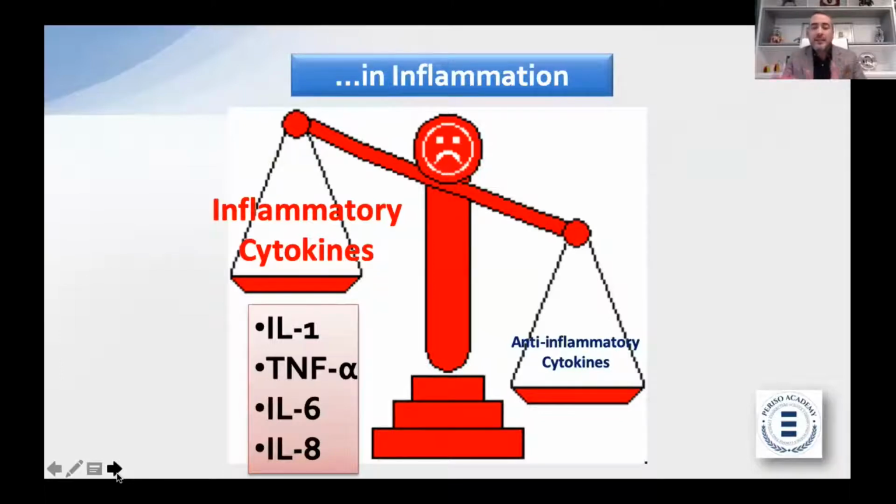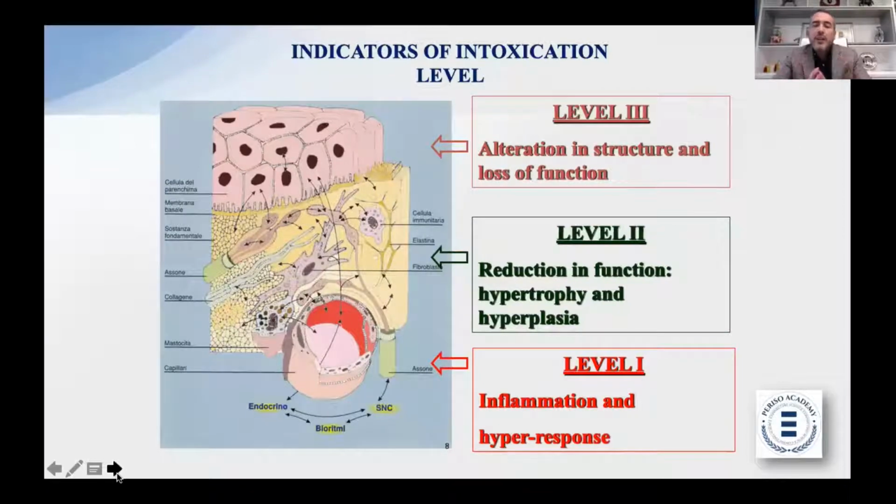In inflammation, the inflammatory cytokines are very important. Normally they are interleukin 1, interleukin 6, interleukin 8, and TNF alpha. Interleukin 6 is known to be more important in post-COVID for the incrementing chronic state, and the problem starts with fibrosis in the tissue. It's important to note intoxication, where a disease has a specific level. In level 1, inflammation and hyper response. In level 2, reduction in functionality, hypertrophy and hyperplasia. Level 3 is alteration in structure and loss of function of the tissue. Normally in post-COVID, level 2 and level 3 are continuous and increment over time. In observation at 3 and 6 months after post-COVID, there is increment to fibrosis in the lung.